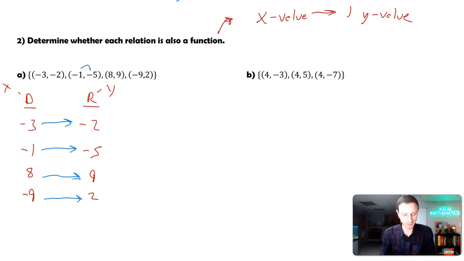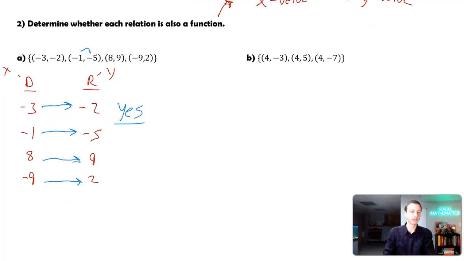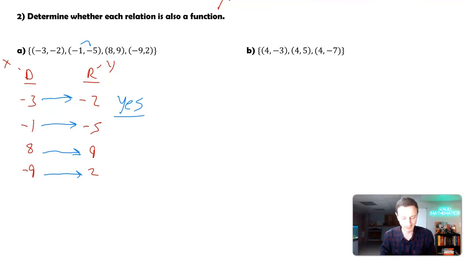And as we can observe here, each x value is only going to exactly one y value. They're not going to multiple. Like this -3 is not going to -2 and -5, or this -1 is not going to -5 and 9 or -2. All x values are going to exactly one y value. So in this case, we'd say, yes, this is a function, because the x values in these ordered pairs are only going to one y value. So that is a function. If I take the x value, I'm getting one y value. Let's take a look at letter B.